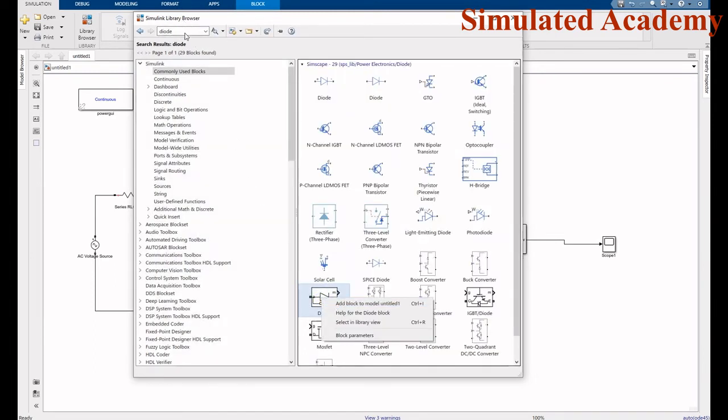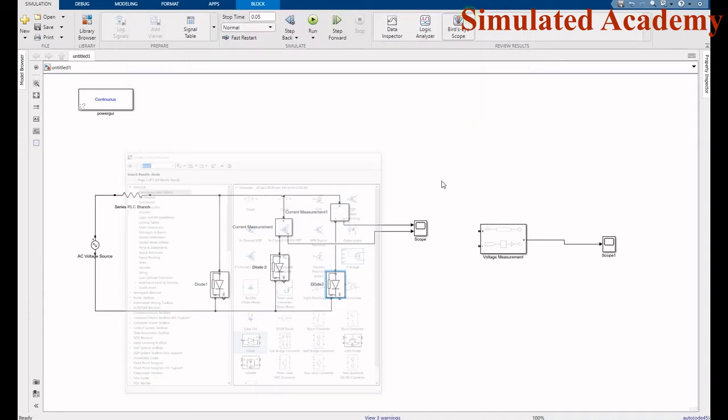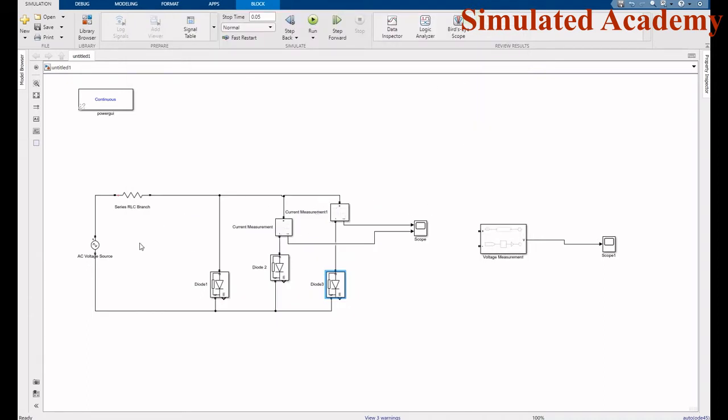And similarly, you can find scope, current measurement and a power GUI. Do not forget to put the power GUI, or otherwise your simulation will not work. So let's simulate this, and we will first observe just the current across diode 2 and diode 3, and I am simulating this for 0.05 second.